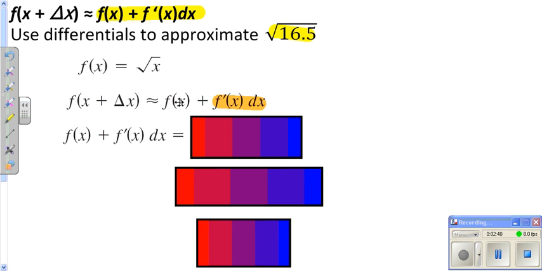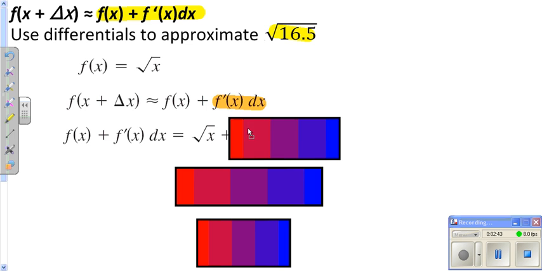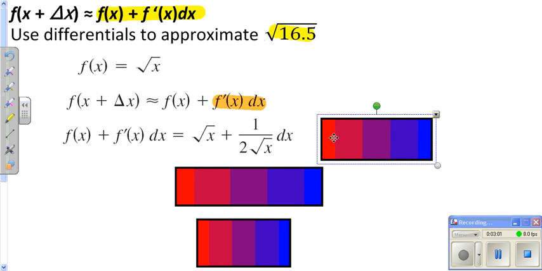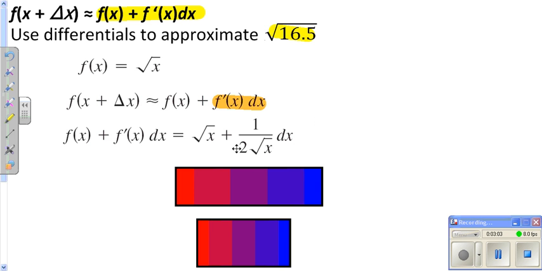Well, your function, once again, is the square root of x. Then you go to your differential, so you have to take your derivative of this. Well, you should remember that the derivative, it's x to the 1/2, put your 1/2 in front, decrease your exponent by 1. You end up getting this, still multiplied by your dx, which is essentially your change in your x. So, what number is close to 16.5 that you could easily take the square root of?